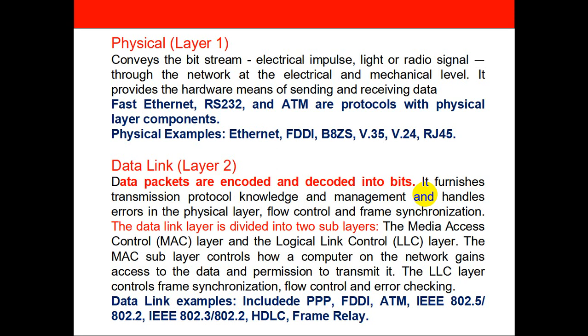Examples of the data link layer include PPP, point to point, and FDDI, Fiber Distribution Data Interface, ADM, IEEE 802.5 slash 802.2, IEEE 802.3 and 802.2, and DLC and Frame Relay are also examples of the data link layer.